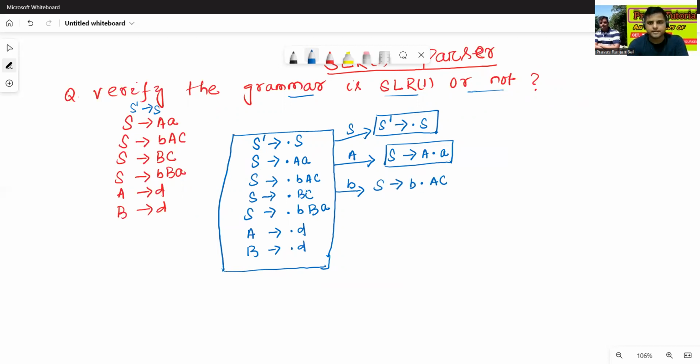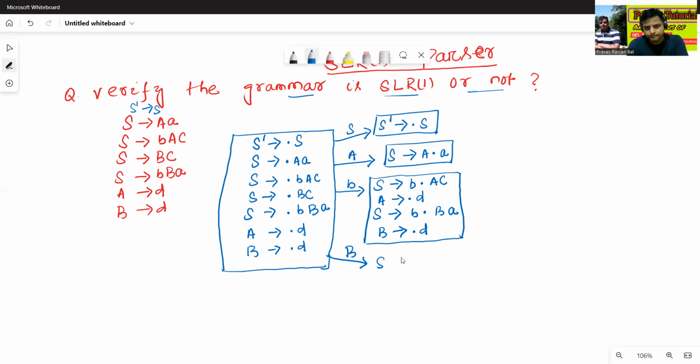Now we'll find the closure of A, means A to dot B. Is there any B? Yes, one B is there: S to B dot B A. Then we'll find the closure of B: B to dot C. Then, for capital B, S to B dot C. Remember here C means small c, a terminal.